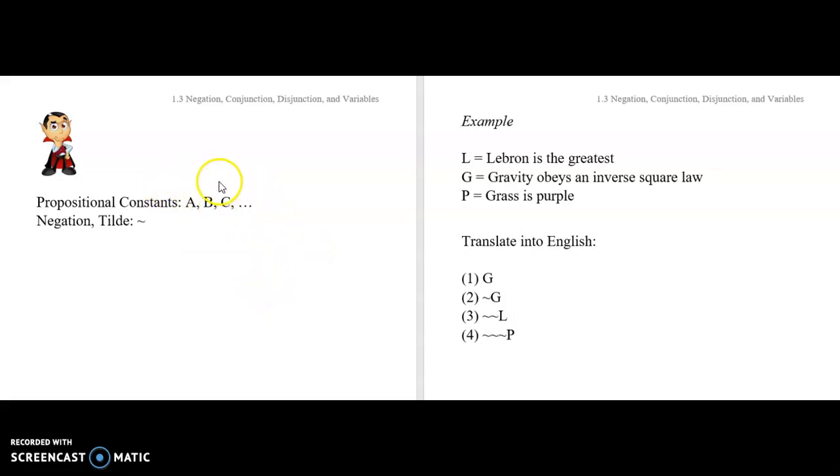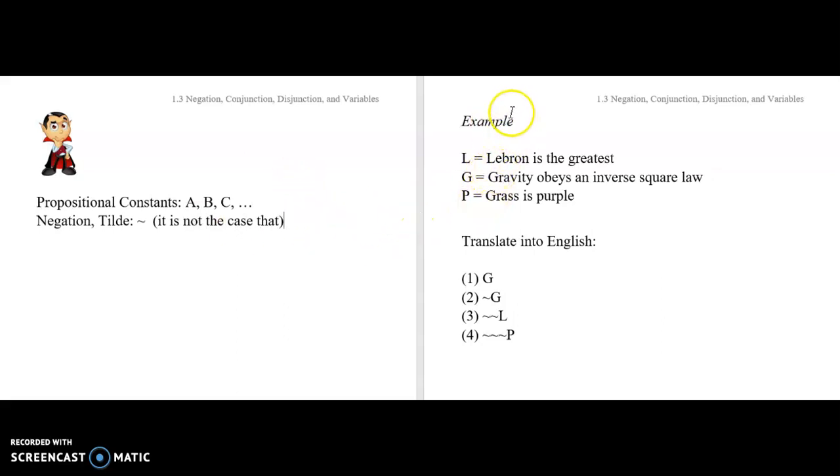Next symbolic device to consider is negation, or tilde. You can write this symbol on your QWERTY keyboard by pressing Shift, and then usually it's the key just to the left of the numeral 1. We call that the tilde symbol, or negation, and it is read in ordinary English as "it is not the case that."